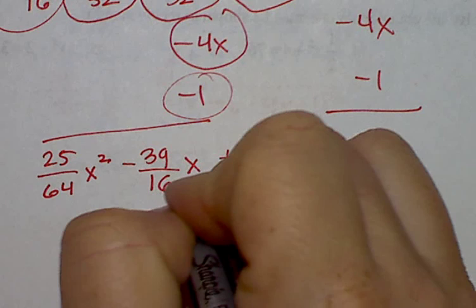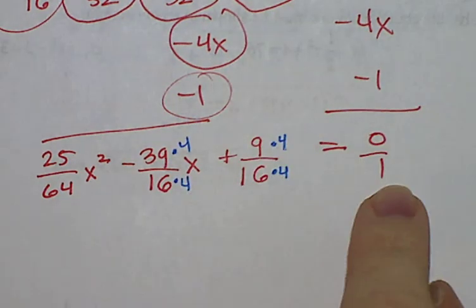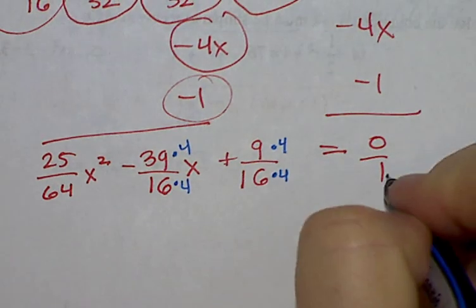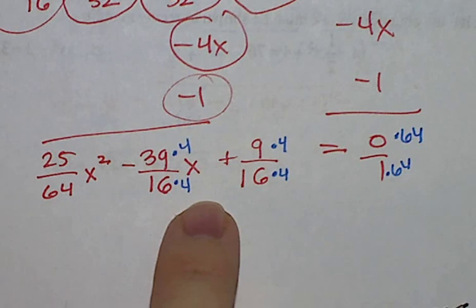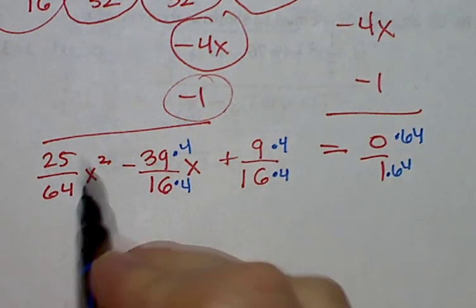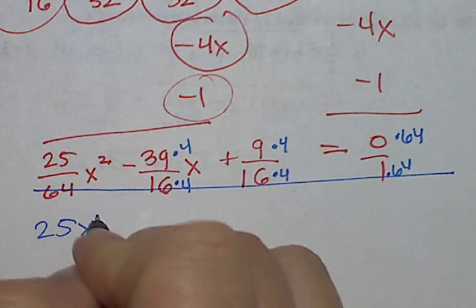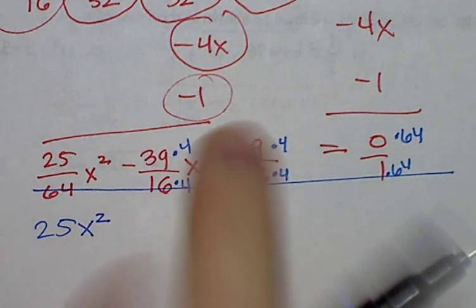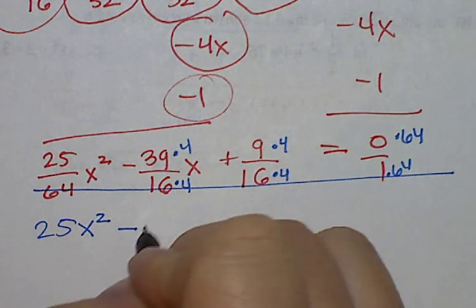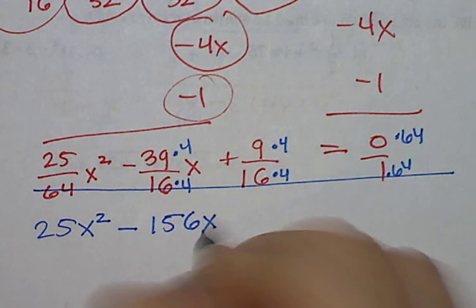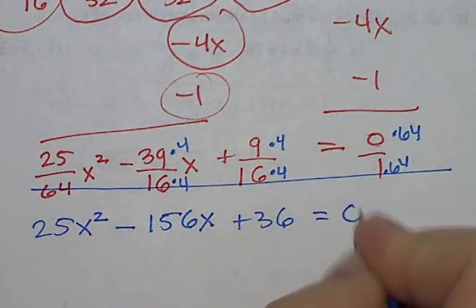Okay, please do me a favor. Go times 4, times 4, times 4, times 4. I need to change a 1 into a 64 times 64 times 64. So I have a 64, a 64, a 64, and a 64. Wipe out the bottom. 25x squared. Can you please take 39 times 4 for me? A little bit louder for me, please. Thank you, 156x plus 36 equals 0.